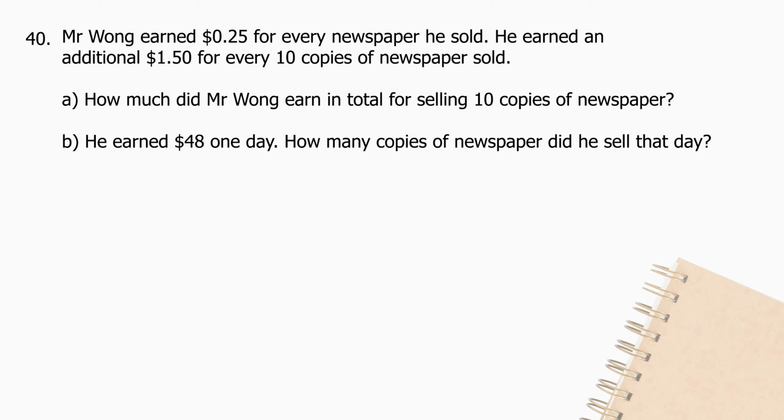Question 40. Mr. Wong earned 25 cents for every newspaper he sold. He earned an additional $1.50 for every 10 copies of newspaper sold. A. How much did Mr. Wong earn in total for selling 10 copies of newspaper? B. He earned $48 one day. How many copies of newspaper did he sell that day?